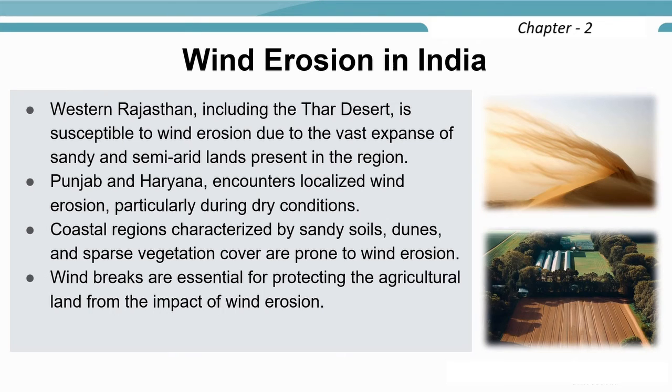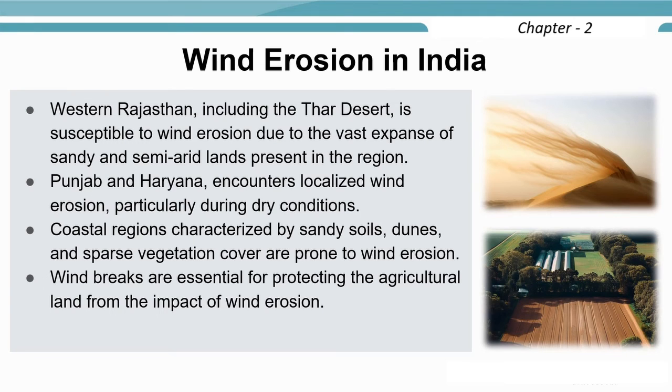Punjab and Haryana encounter localized wind erosion, particularly during dry conditions. So during the dry conditions of the year, there will be an increase in wind velocity. There are reports of wind erosion even in Punjab and Haryana.